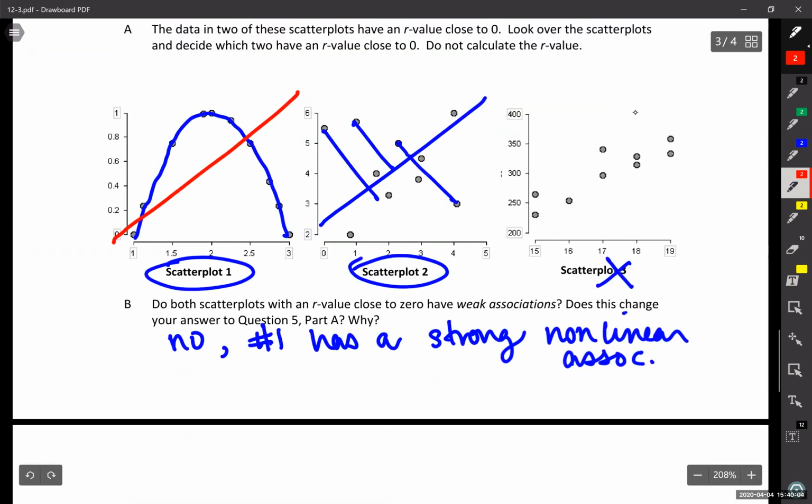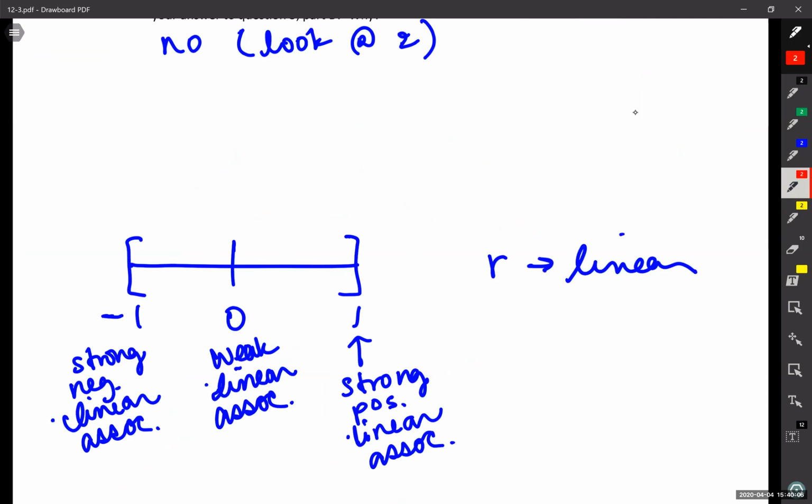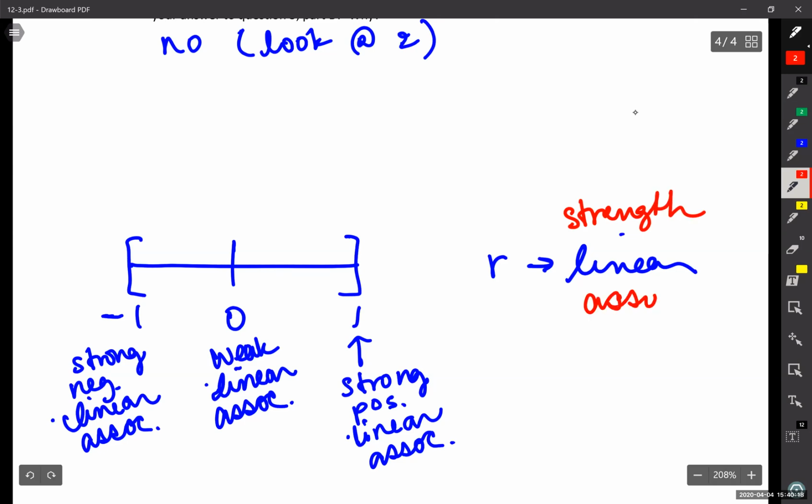So reminder, I wrote R as linear, but really we want to say R is the strength of the linear association. And so again, we have that word linear on this. The biggest it can be is 1. That's a very strong positive linear association. We have -1, that is a very strong negative linear association. And then right in the middle, we have our weak, which would be 0. That'd be a weak linear association.